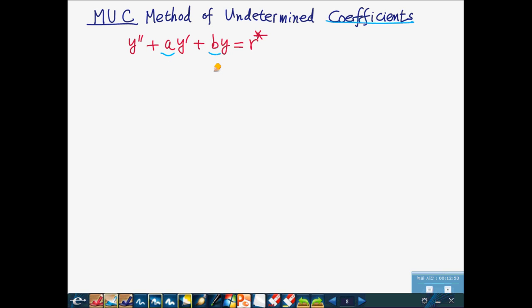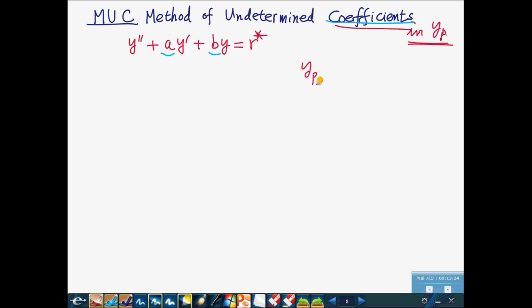Actually not. This coefficient is the coefficient in YP. Of course, because we are getting YP, right? So this coefficient is the coefficient in YP. We have coefficient in YP. That means it is composed of many functions, right?